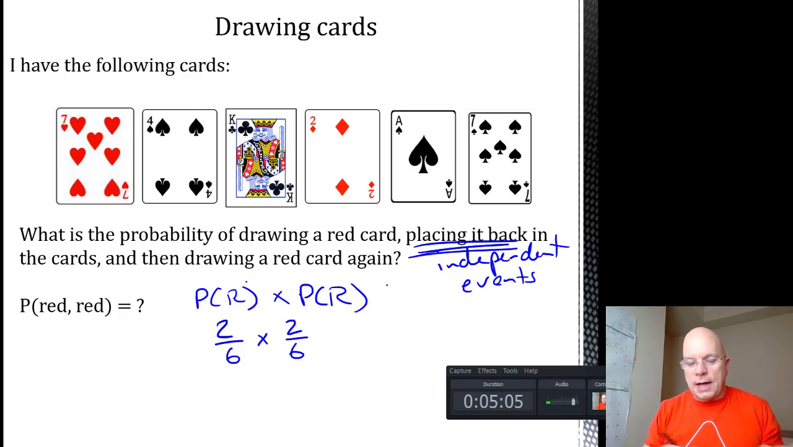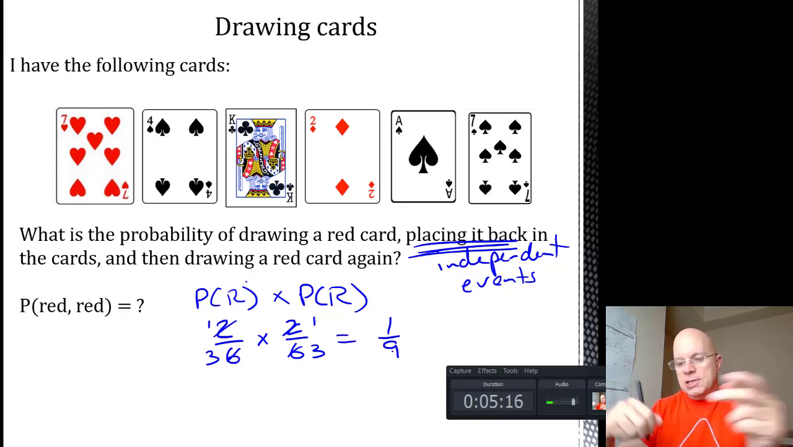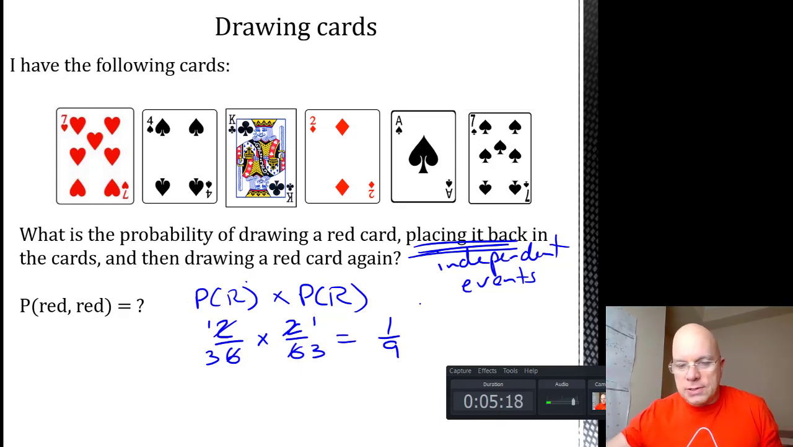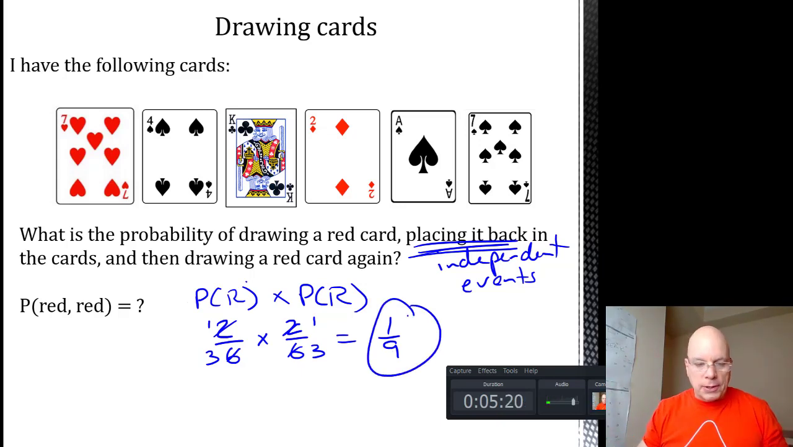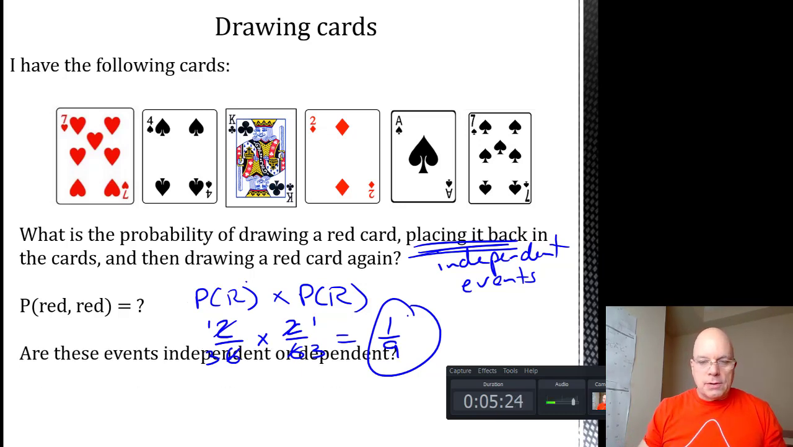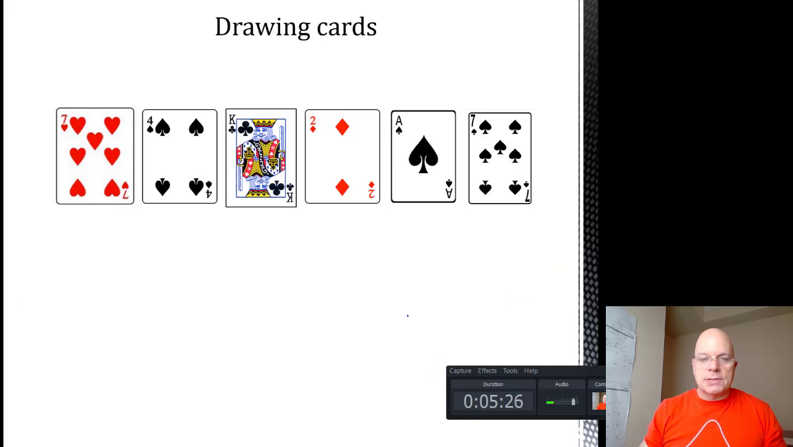So it's like the kind of problems we practiced last week. These are each a third, and a third multiplied by a third is 1/9. So the probability of pulling a red card, mixing them up, and randomly pulling another red card like I just did is 1/9 probability. We already answered that question. These are independent events because I placed the card back in the deck.